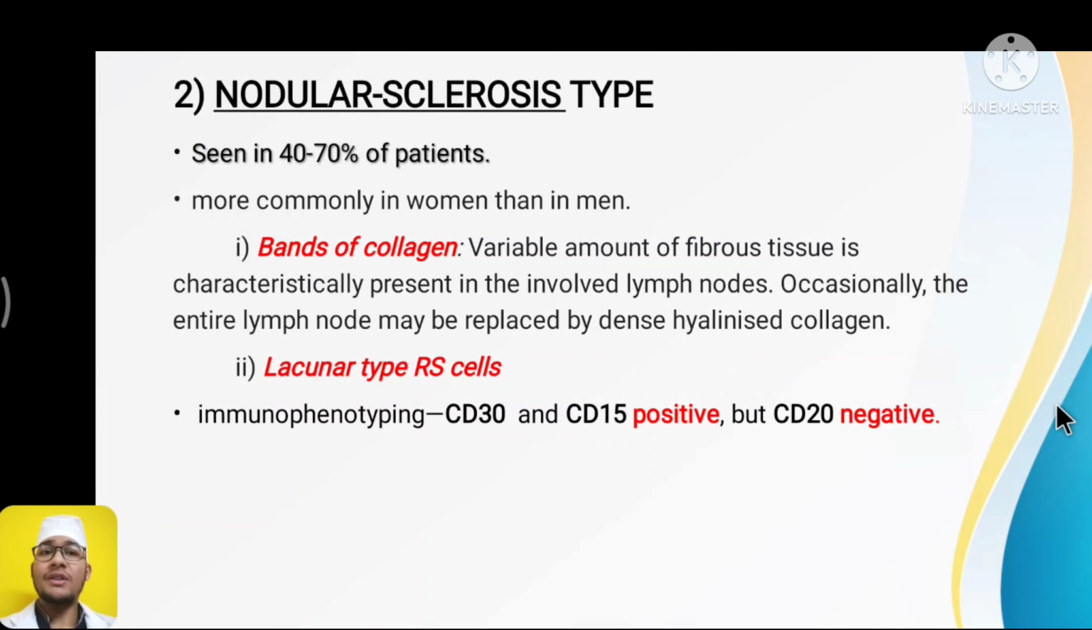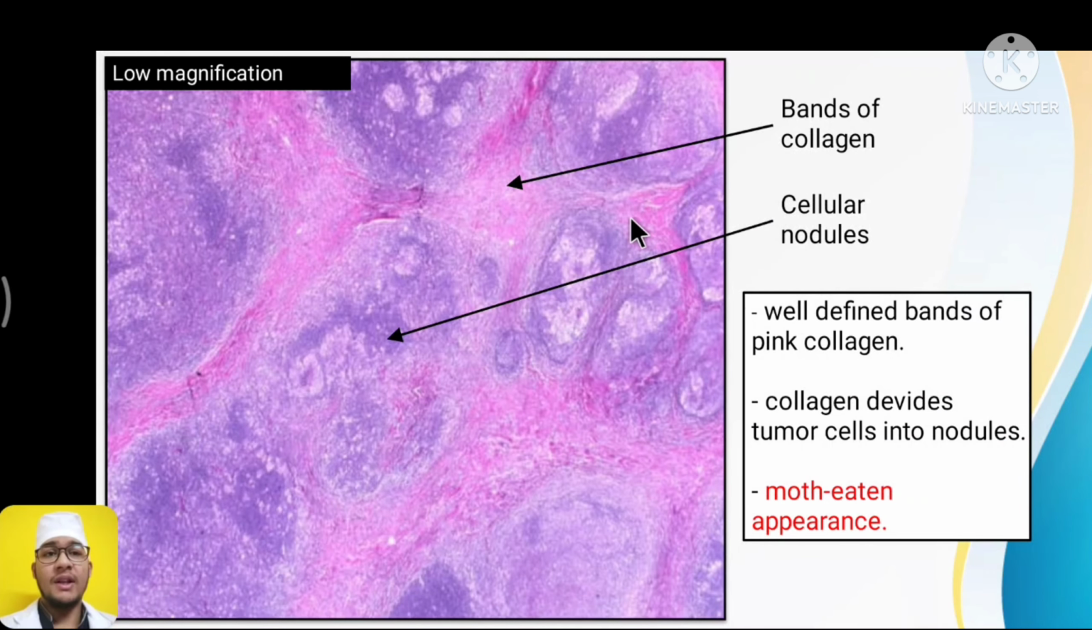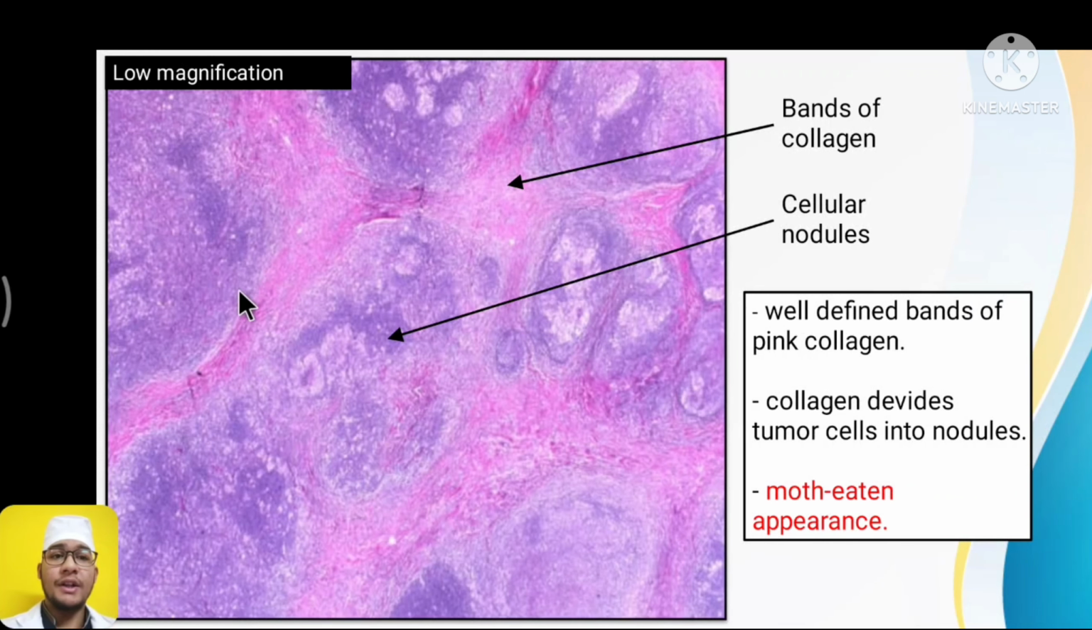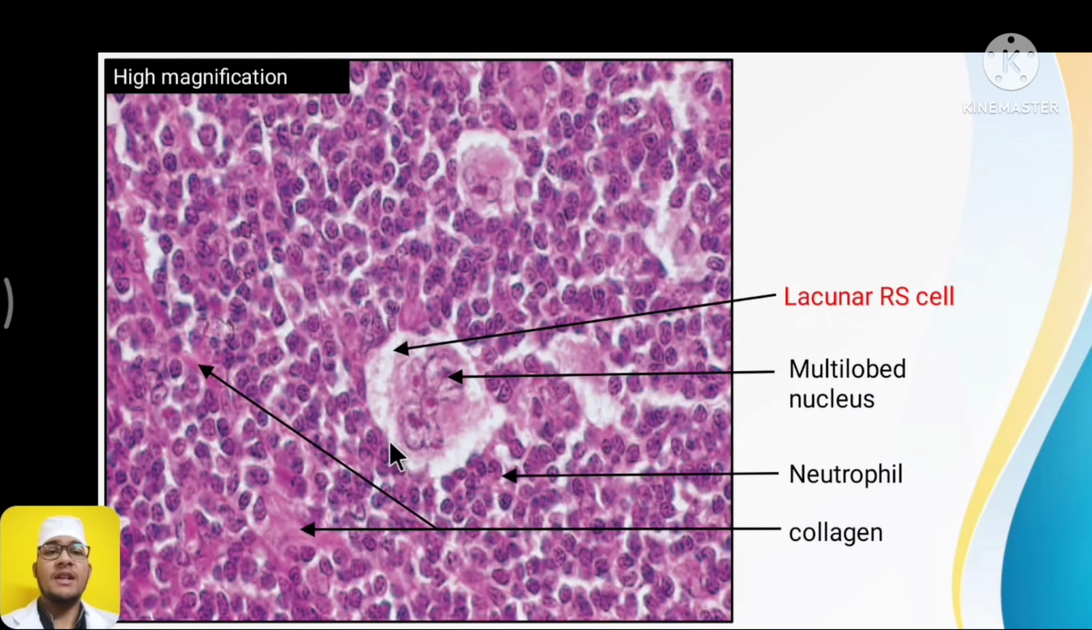The second one, nodular sclerosis type. It is more common in women than in men. We can see bands of collagen and nodules in this, and also the presence of lacunar type of RS cells. In low magnification, we can see bands of collagen, which is pink in color, and cellular nodules. Well-defined bands of pink collagen divide the tumor into nodules, and there is an appearance of moth-eaten over here. In high magnification, we can see lacunar RS cells with multilobed nucleus and presence of neutrophils and scarce area of collagen.